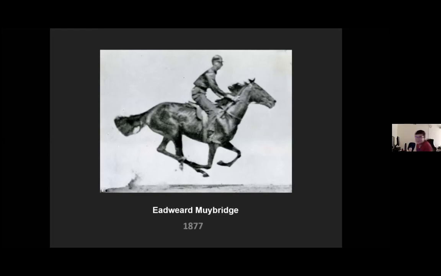This picture was taken by a photographer called Edward Muybridge in the year 1877. Edward Muybridge is a British-American photographer, and he was employed by a horse breeder last time, hired to take pictures of the horses. But most importantly, what kind of picture is that?